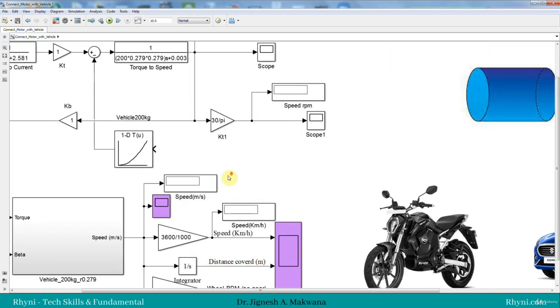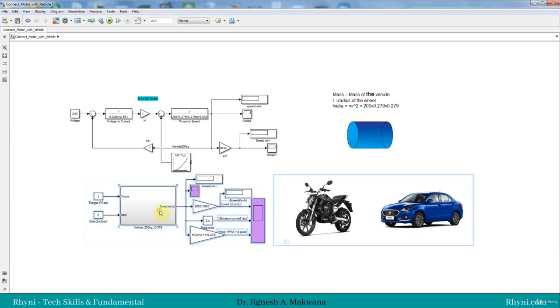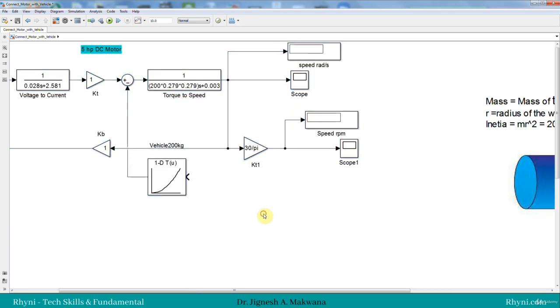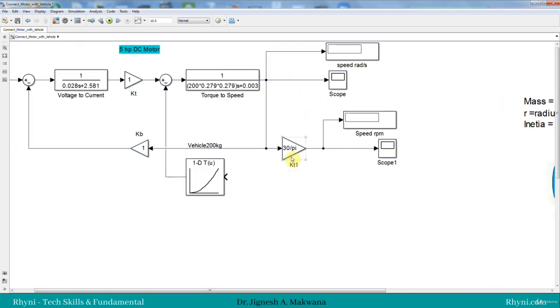So let's do it. I am highlighting this so we can have speed in kilometer per hour. This is radian per meter, this is radian per second. We already converted to radian per meter. So I am using this gain block.